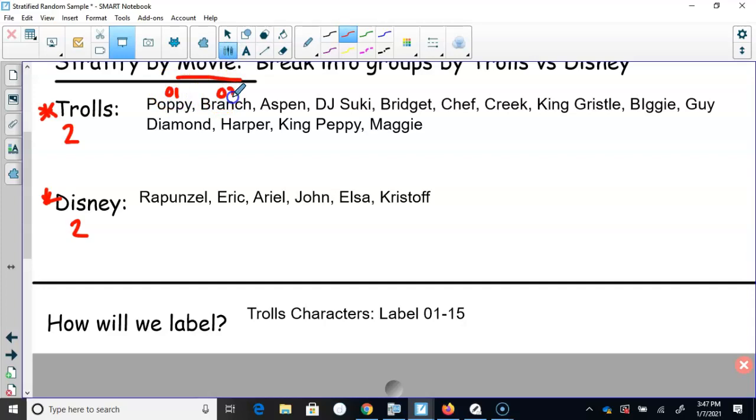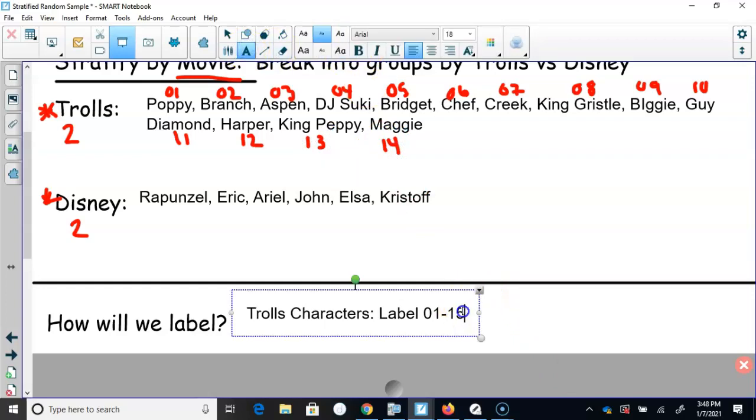Branch would be 0, 2. Aspen would be 0, 3. DJ Suki would be 0, 4. Bridget would be 0, 5. Chef would be 0, 6. Creek 0, 7. King Gristle 0, 8. Biggie 0, 9. Guy 10. Diamond 11. Harper 12. King Beppy 13. The good thing I did this is because I counted wrong. There's only 14, so let's change that.